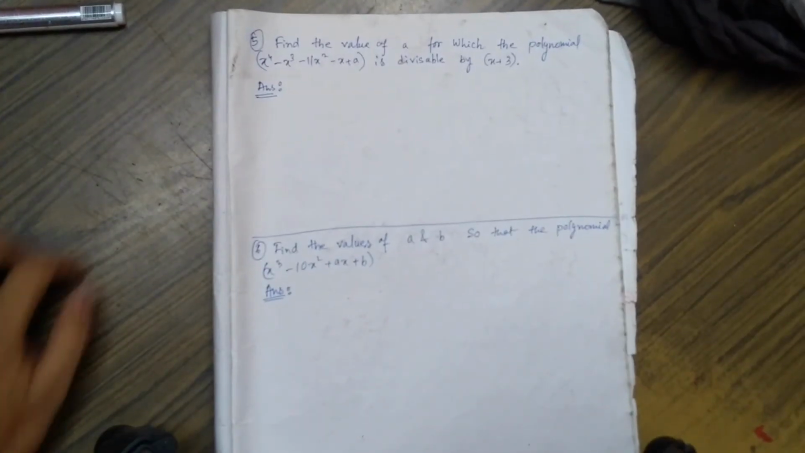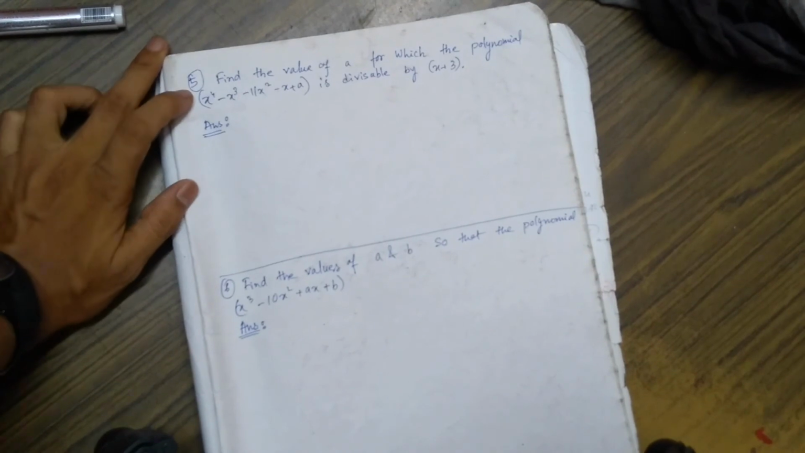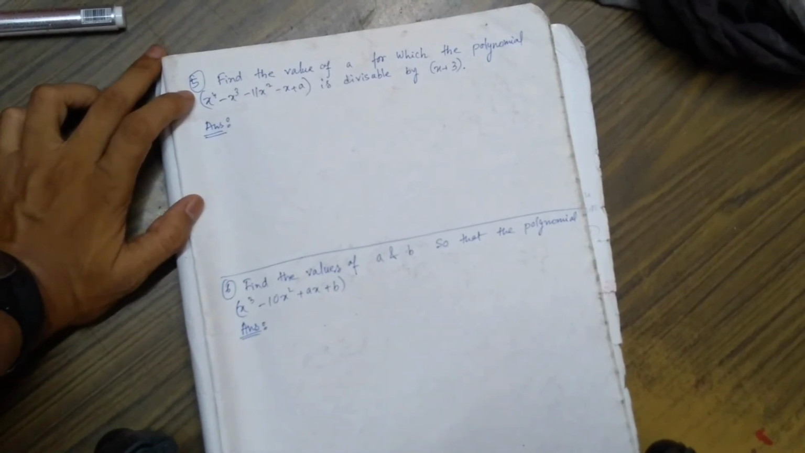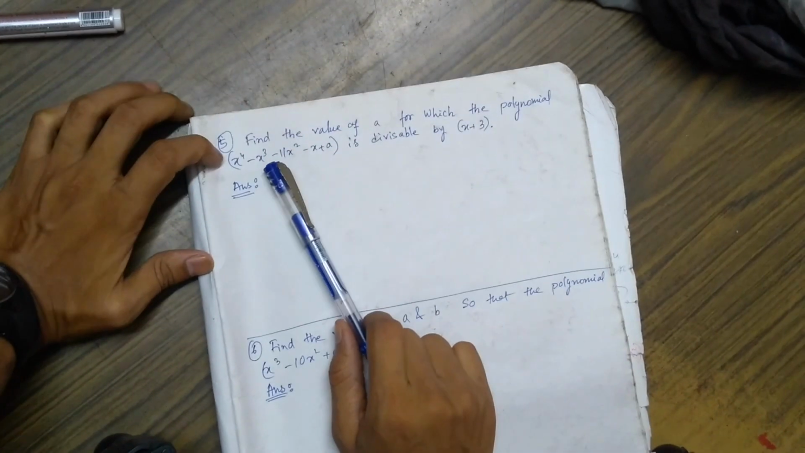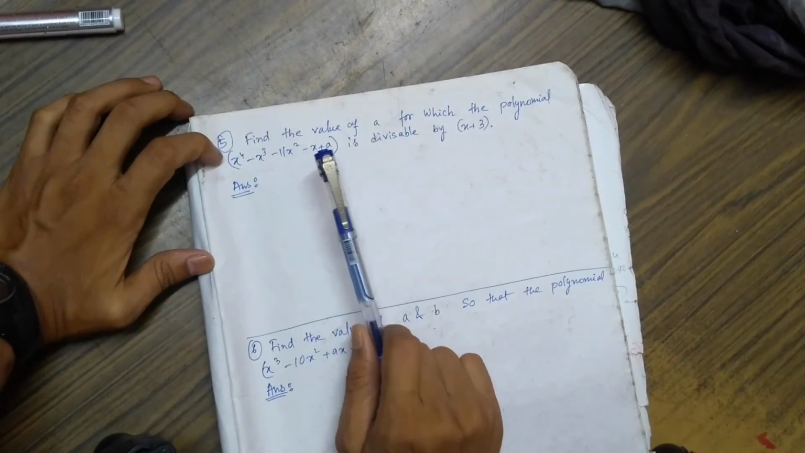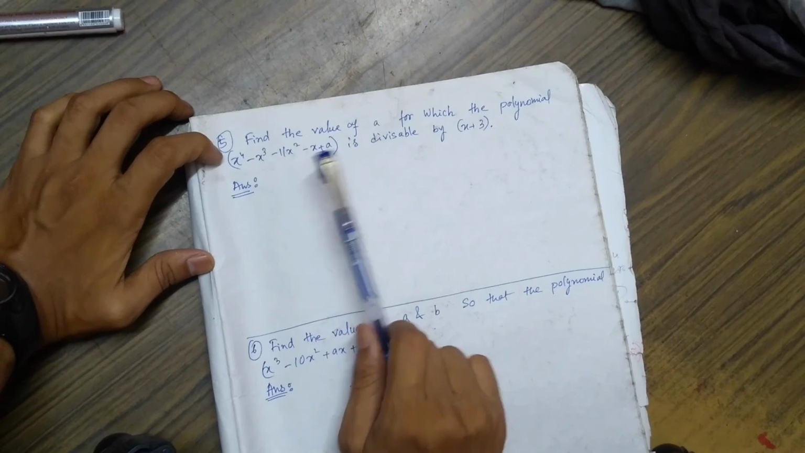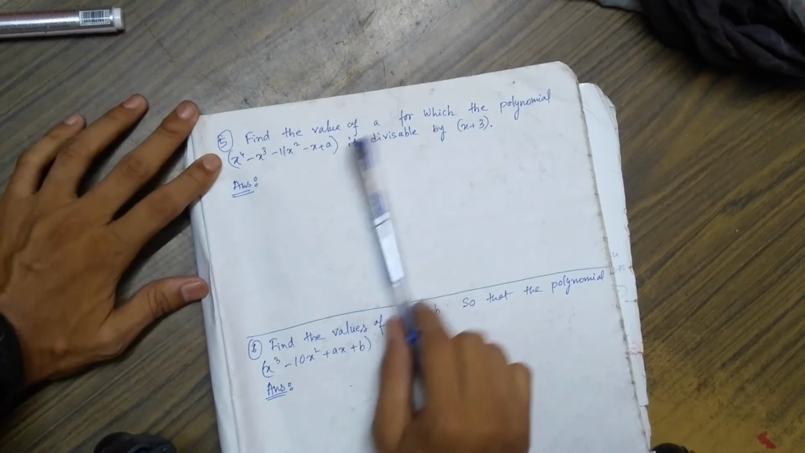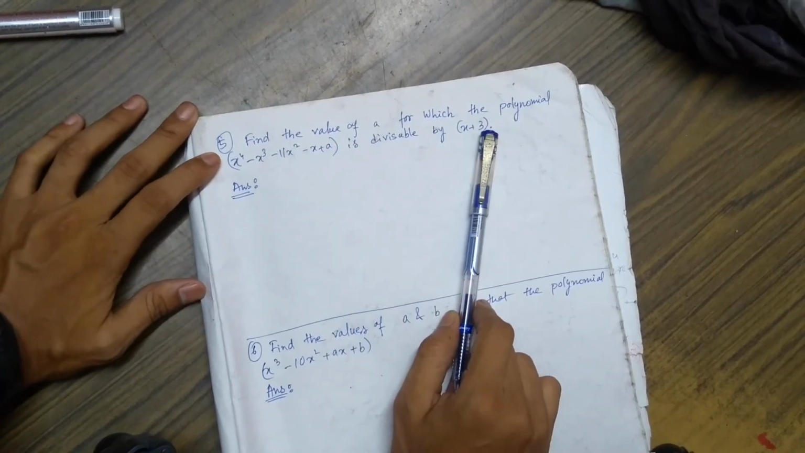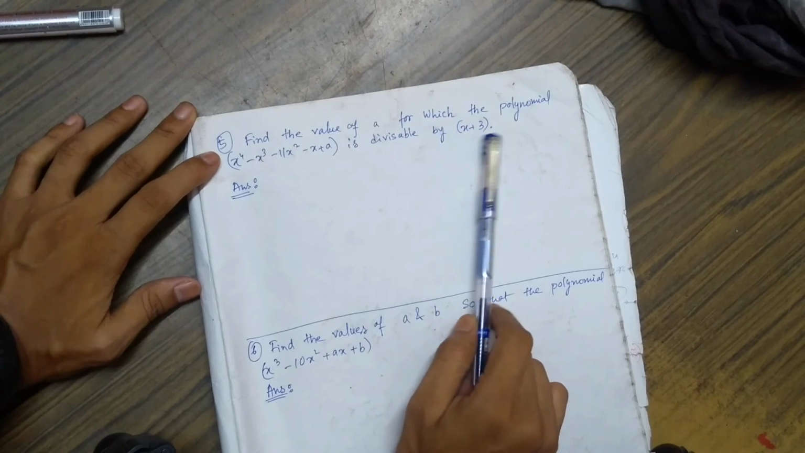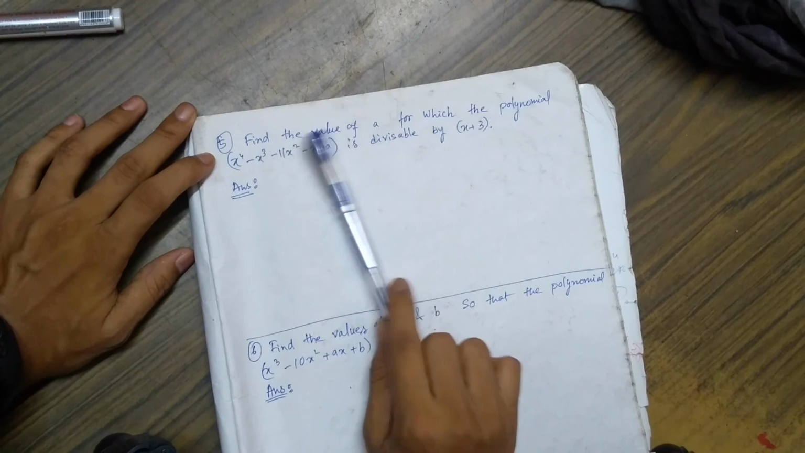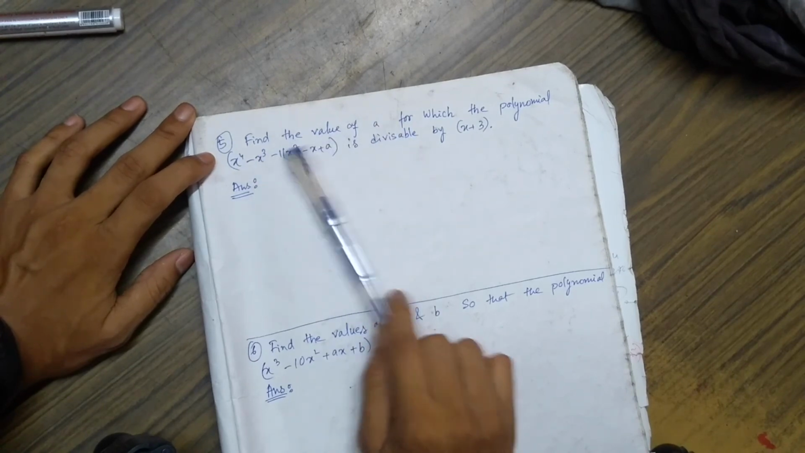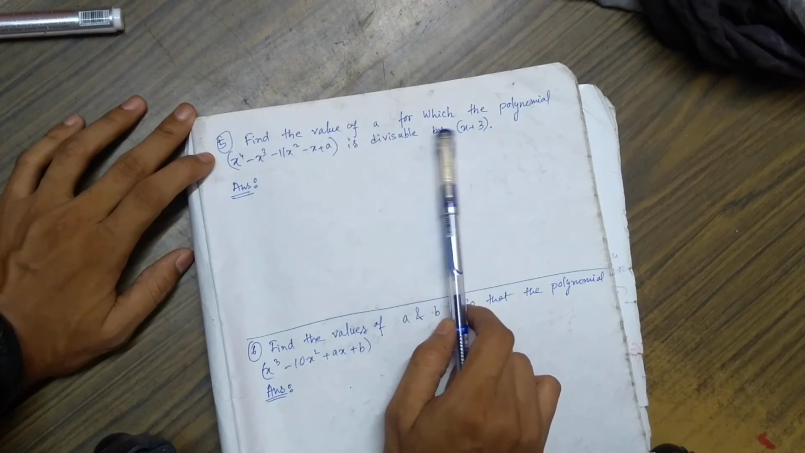So in our list, the next sum is this one, number 5. That is, find the value of a for which the polynomial x to the power 4 minus x cube minus 11x square minus x plus a is divisible by this one. So this is divisible by this one. That means alternatively they say in another way that x plus 3 is a factor of this one. See, if it is divisible by this one, that means the remainder will be equal to 0.